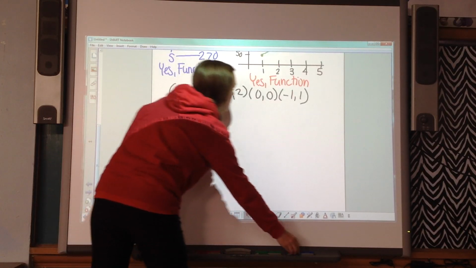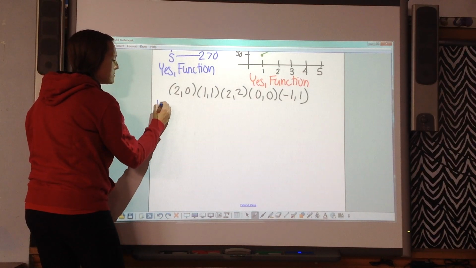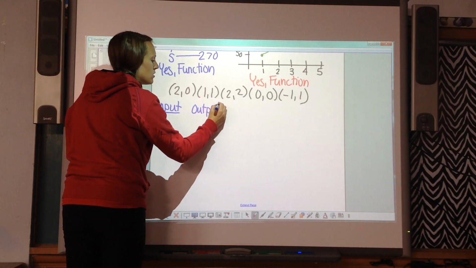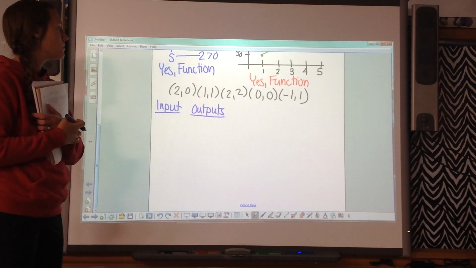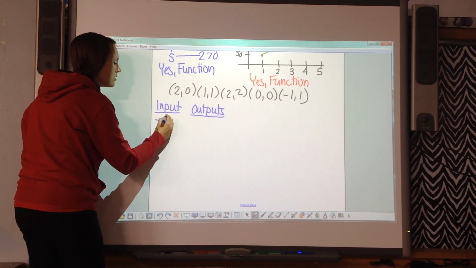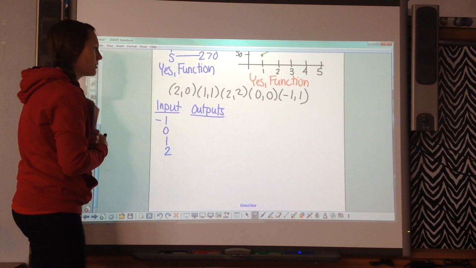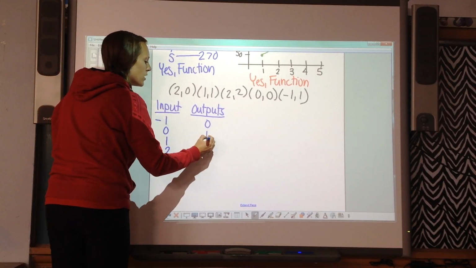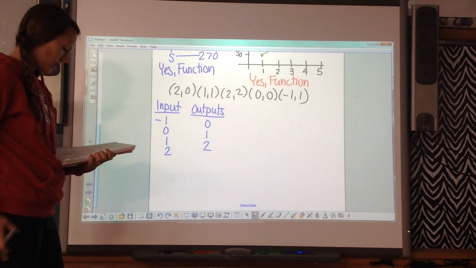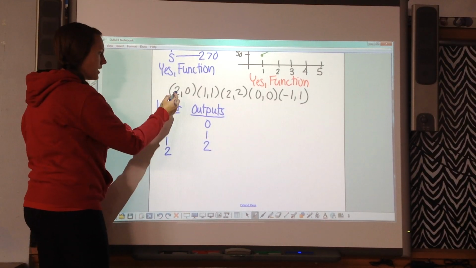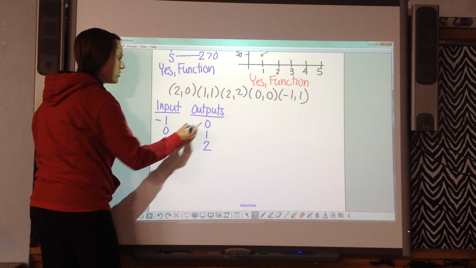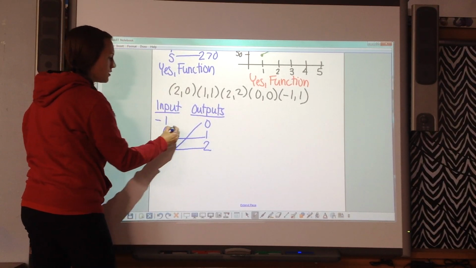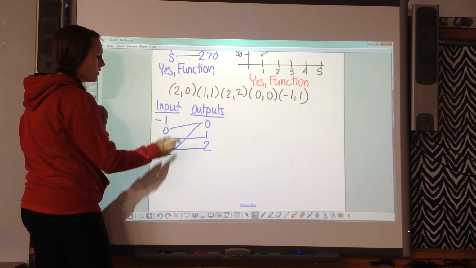Let's use the mapping diagram first. I'm going to list my inputs and my outputs. Looks like my inputs go from -1 to 2. And my outputs have 0, 1, and 2. Okay? I'm going to draw these lines. So my ordered pairs are (2, 0), (1, 1), (2, 2), (0, 0), and (-1, 1).